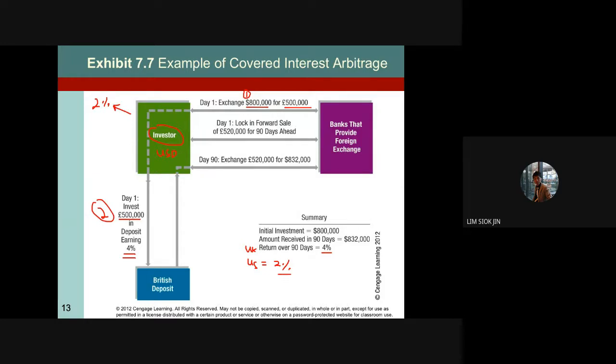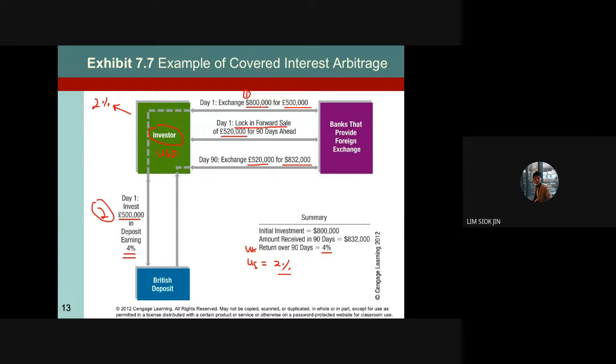So to prevent this from happening, on the same day you deposit, you lock in a forward rate to convert. Let's say 90 days later you will have 520,000 in your bank account, because 500,000 earning 4% is 20,000. So you will have 520,000 pounds in your bank in return, but you will need it 90 days later. So you lock in a forward rate to exchange 520K pounds to 832K US dollars today. You lock in today. And 90 days later, once you have that money in the account, you automatically convert into US dollars and you get back your money.